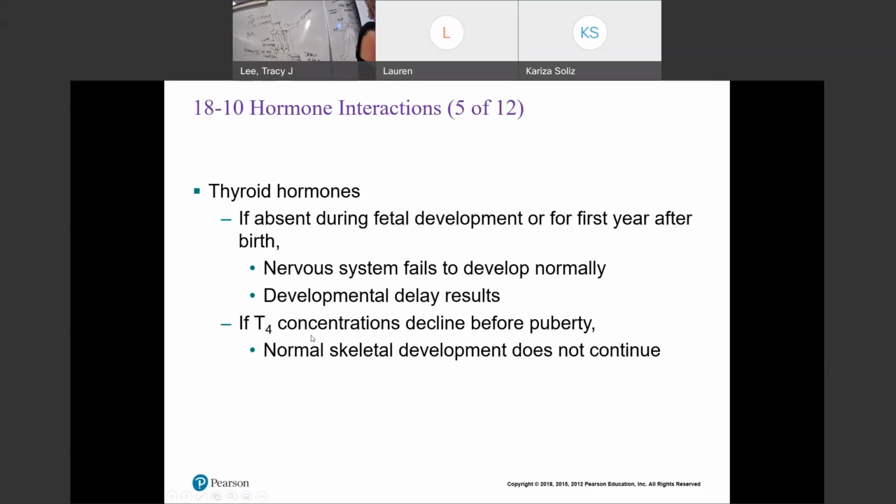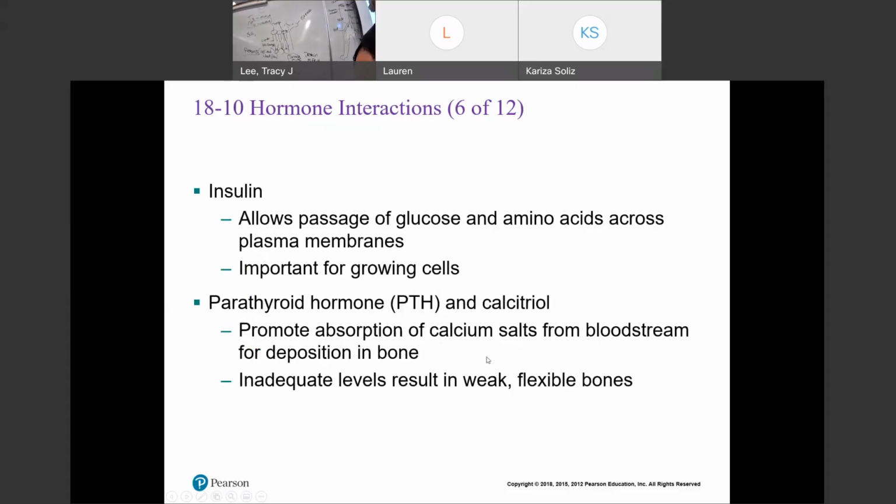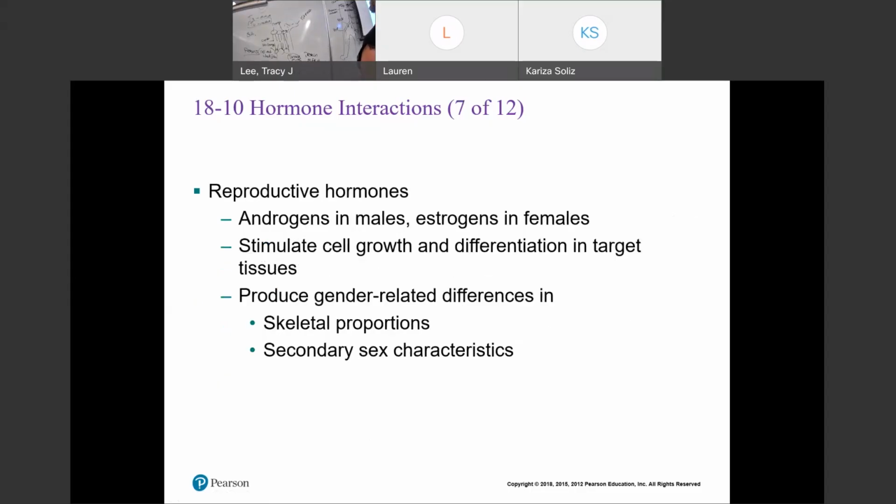T4 concentrations, if they decline before puberty, you're going to see someone who doesn't develop fully. Why? Because this is encouraging metabolism for tissues for growth. So if we don't have this, we're not going to get the metabolism we need for growth. Insulin, you guys feel pretty good about insulin and parathyroid? I'm going to skip those. Reproductive, you know, all the things that reproductive hormone does, secondary sex characteristics, all of that, guys.